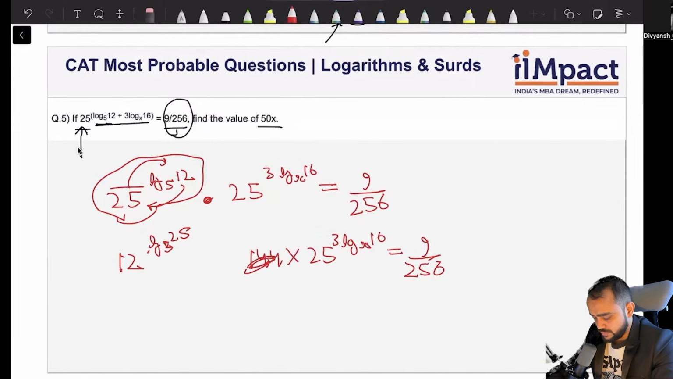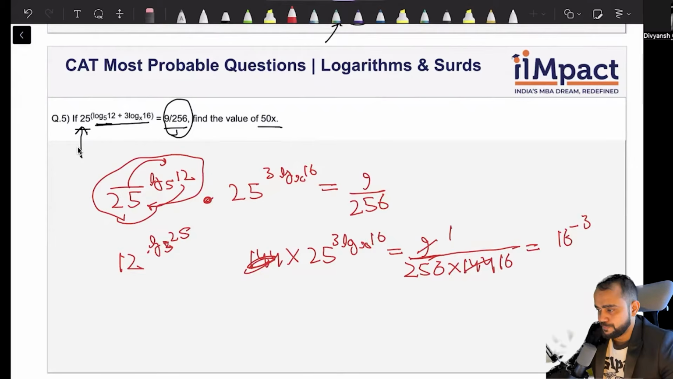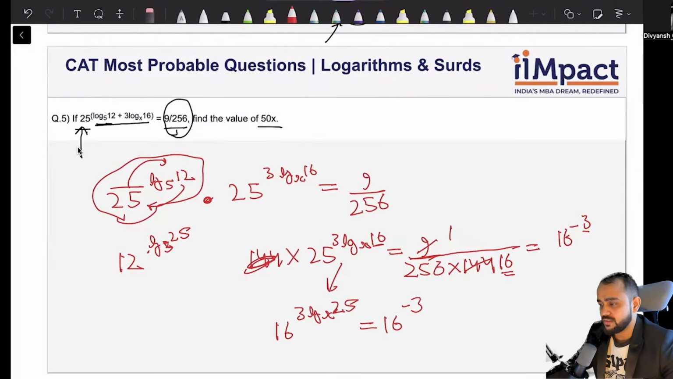So I will send this 144 here. Let us see what turns out of this. So at this point, this will cancel out, this will become 16 to the power minus 3. 256 is 16 square, and I have one more 16 here. Now I can see a 16 here and I see a 3 here. So let's now switch the powers. I can say that this is 16 to the power 3 log 25 base x, which is equal to 16 to the power minus 3.